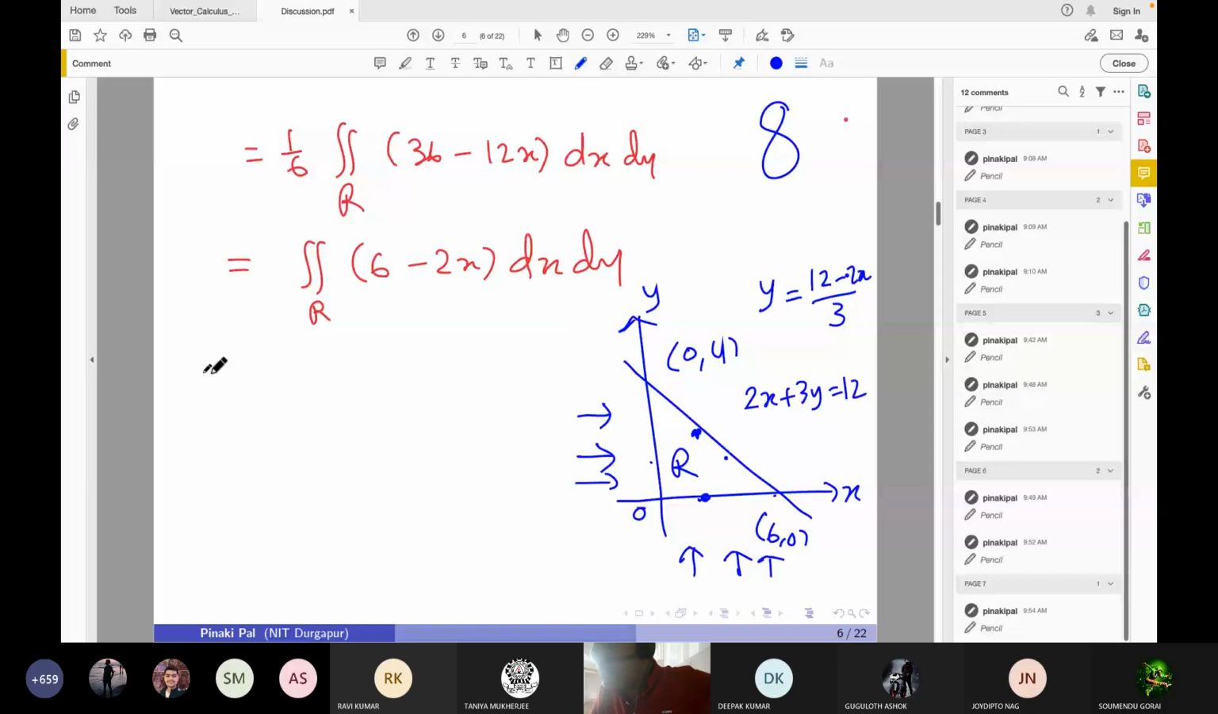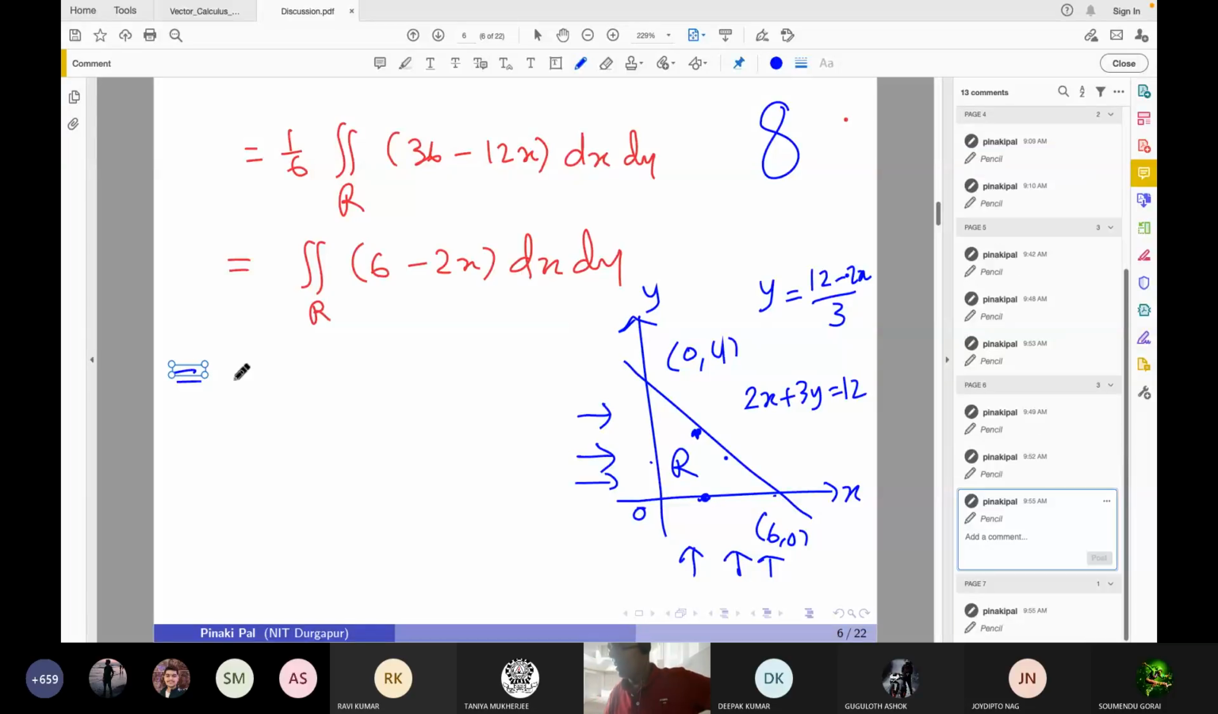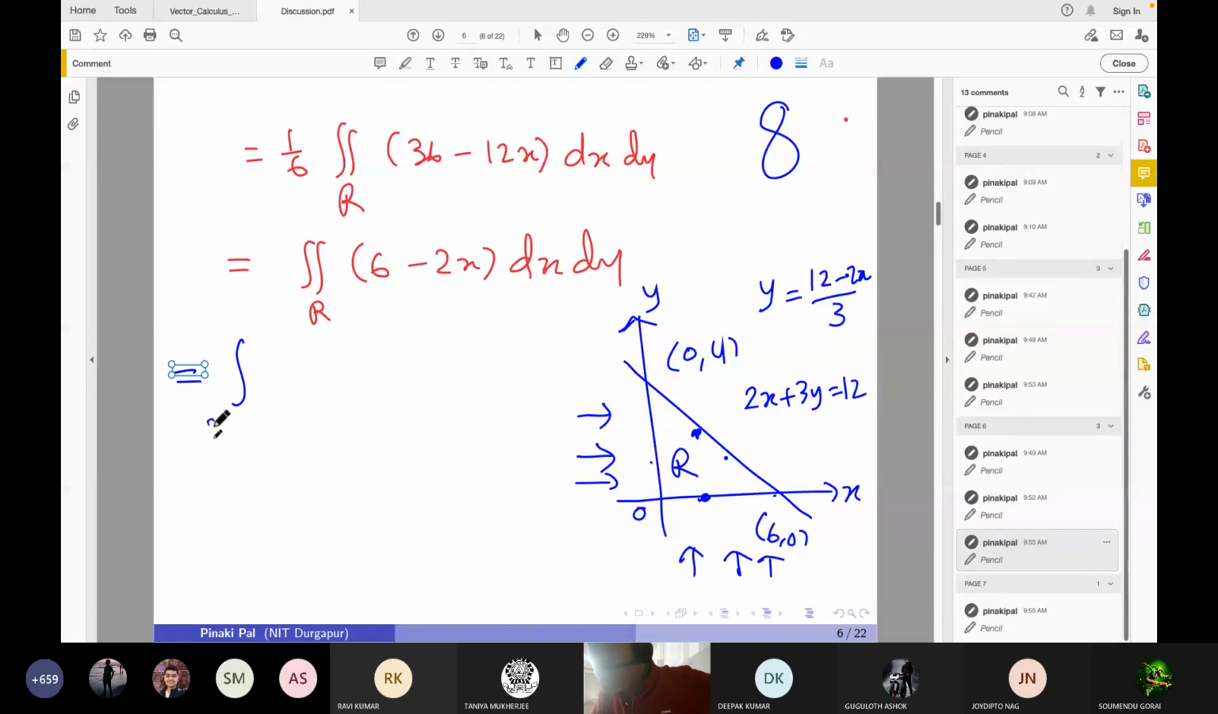Now we have to evaluate this double integral using repeated integral. So x will vary from 0 to 6. This we will evaluate later on, but before that, we'll evaluate y from 0 to 12 minus 2x by 3, of 6 minus 2x dy.